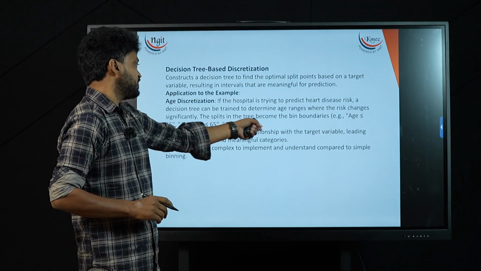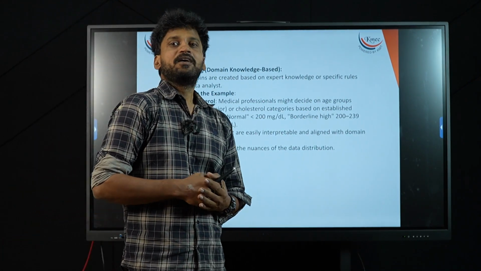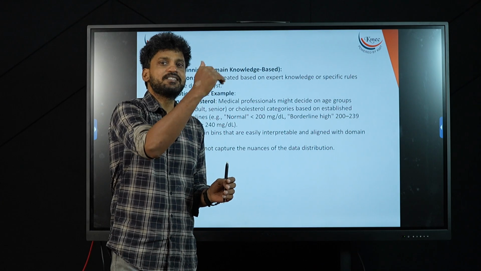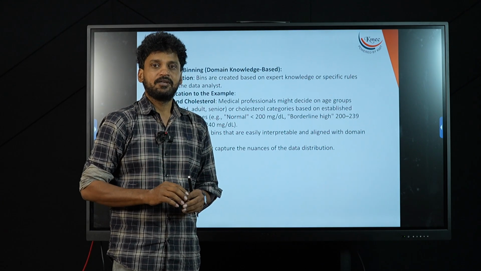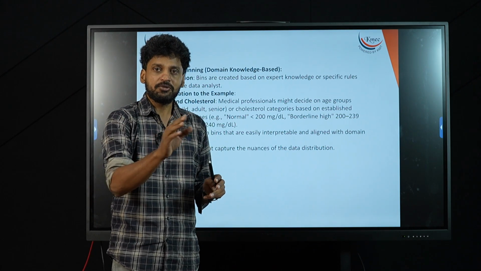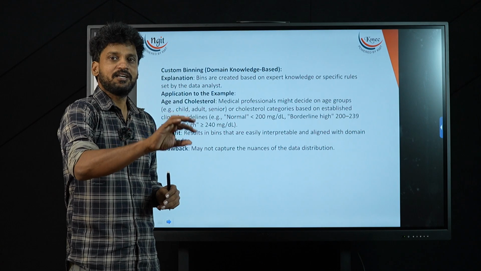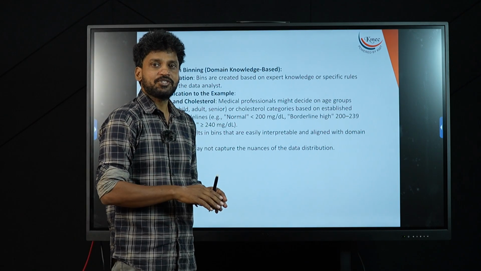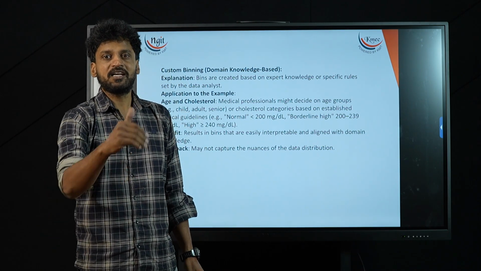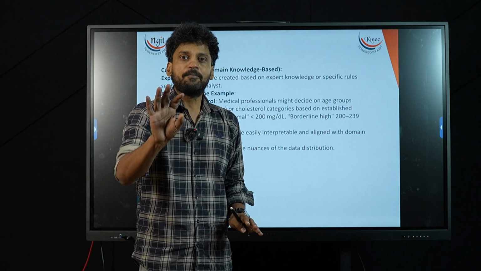Benefit: bins are based on the relationship with the target variable, leading to more predictive and meaningful categories. Next thing is custom binning. This custom binning will be done by the professionals. The professionals are going to identify the kind of bins that they want. For an instance, a doctor is the right person to identify the cholesterol level. Then he will be able to categorize the patients into 3 different bins. The first one is low cholesterol level, second one is a medium cholesterol level, third one is a high cholesterol level. According to some clinical guidelines and his expertise under the domain, he will be able to do this very efficiently and effectively indeed. These bins will be created in the custom manner by a professional.